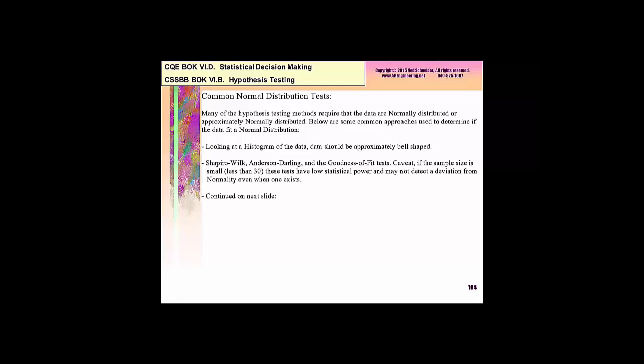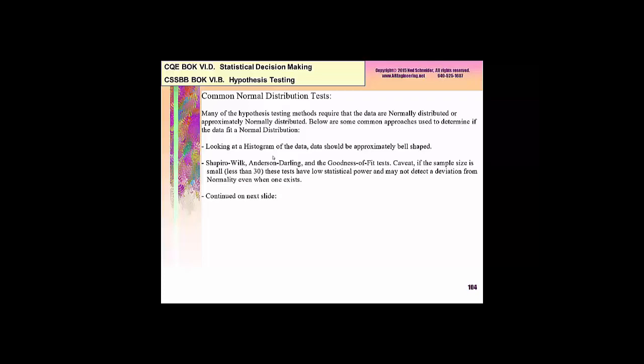Many of the hypothesis testing methods we're going to discuss require that the data are normally distributed or approximately normally distributed. Let's take a look at some common approaches that statistical practitioners use to determine if the data are reasonably normal. One approach is to plot the data on a frequency plot, like a histogram, and see if the data have a bell-shaped curve. Again, that approach is a little subjective.